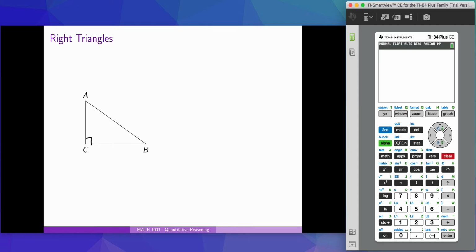A right triangle has some different parts that we want to make sure we talk about. First of all, it has what we call the legs, and those are the sides of the triangle that are adjacent to that right angle. And then the other one, which is the longer one, is always called the hypotenuse.